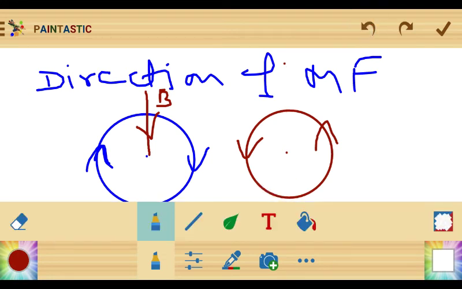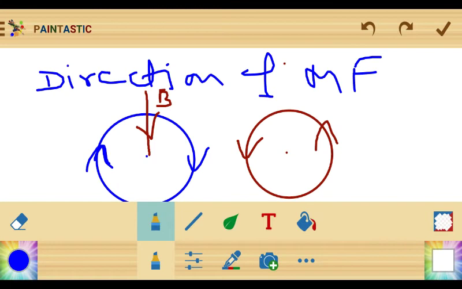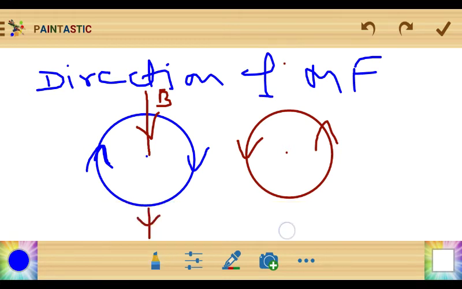I'll use a different color so that it will be clear. Come out of the paper. Okay, remember: start, enter, and coming out. This diagram is similar. The direction of magnetic field in case of a circular loop is always like that. If the current direction is clockwise, then the magnetic field lines are perpendicular to the paper, inside the paper.